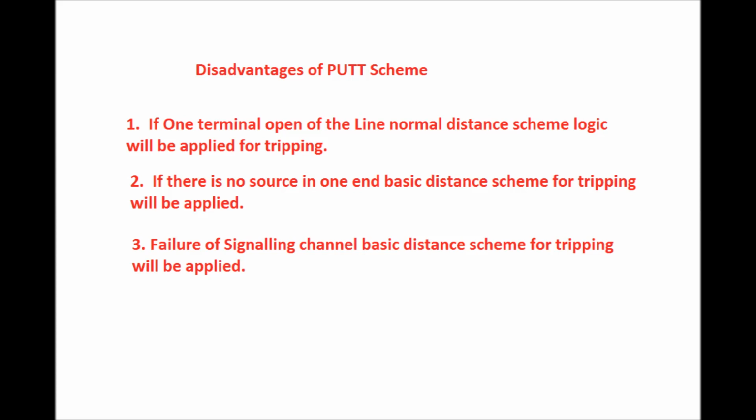Number 3: failure of the signaling channel will result in the basic distance scheme for tripping being applied. So for successful operation of the PUTT scheme, the carrier or signaling channel must be in healthy condition. Otherwise, the PUTT scheme will not be applicable, and only the basic distance scheme tripping logic will be applied. So these are the disadvantages of the PUTT scheme.